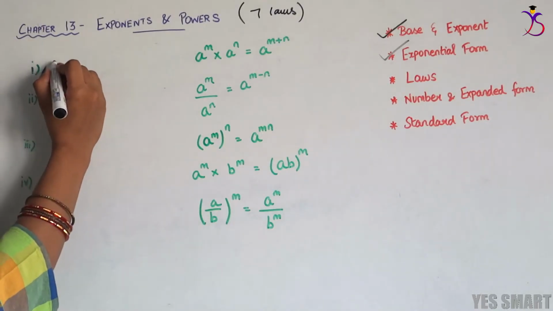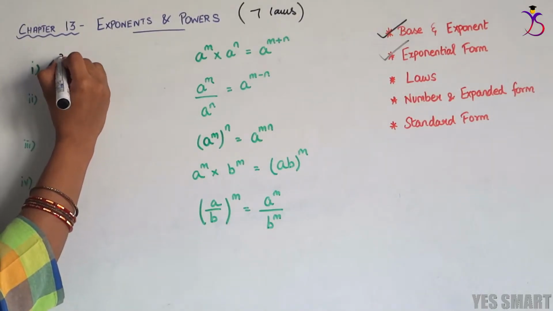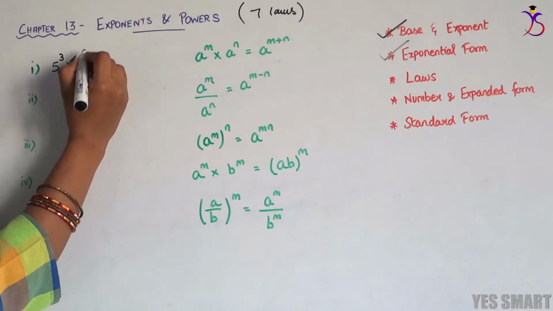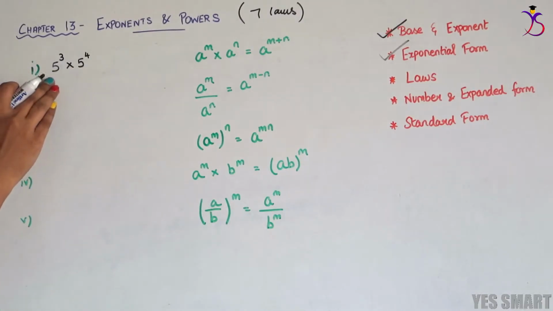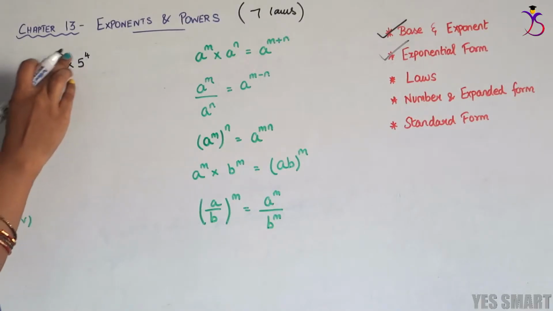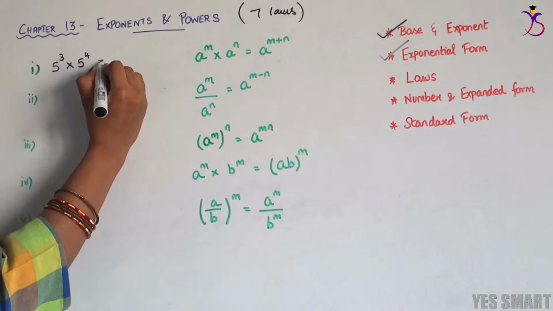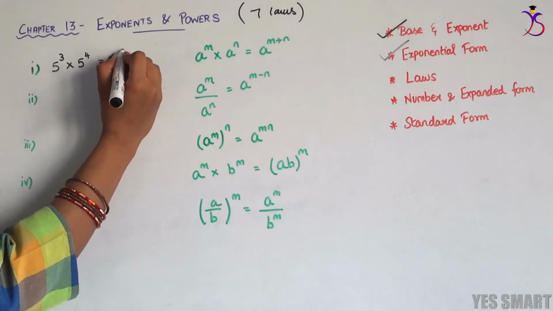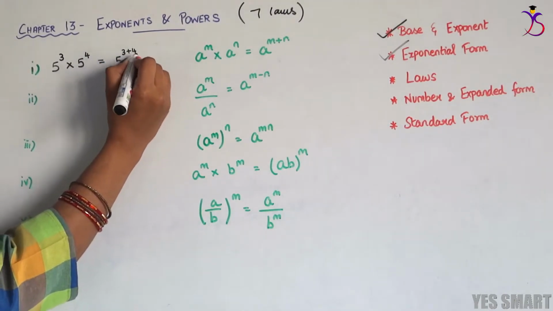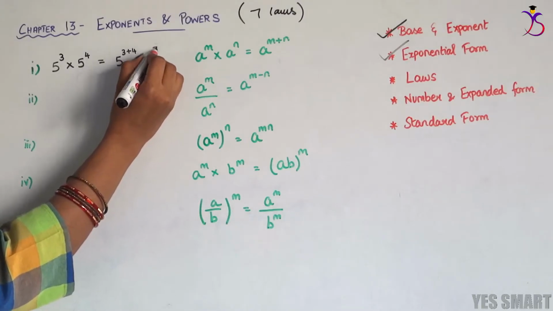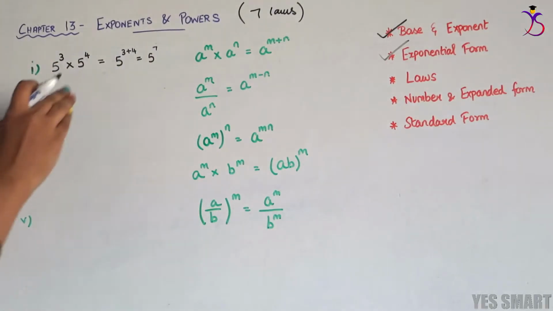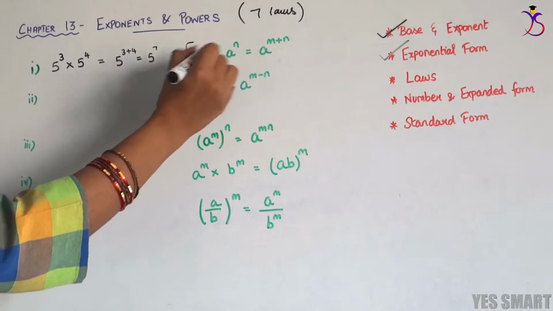Let's look into an example. 5 power 3 into 5 power 4. Here we have the same base but different powers, so the powers can be added, which is equal to 5 to the power of 3 plus 4. That is equal to 5 power 7. So when the bases are the same, the powers can be added in a product.